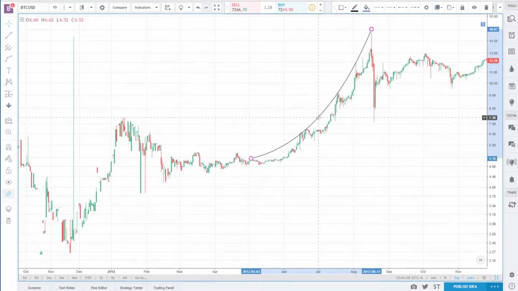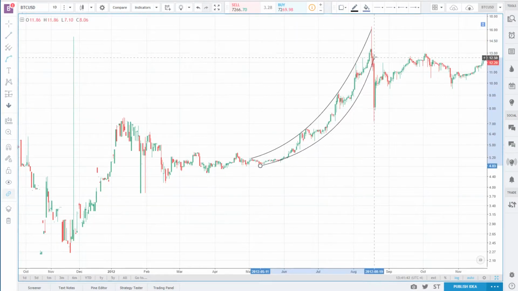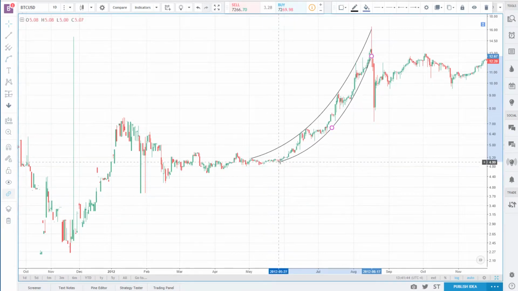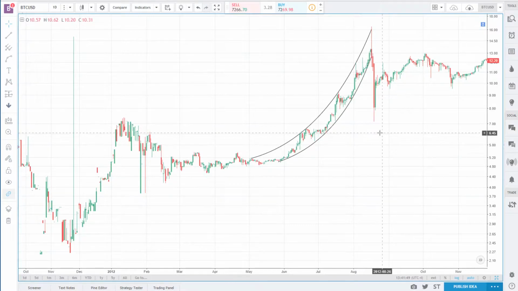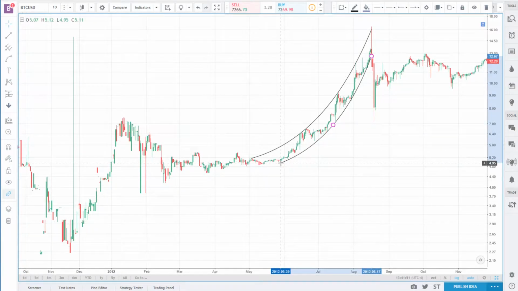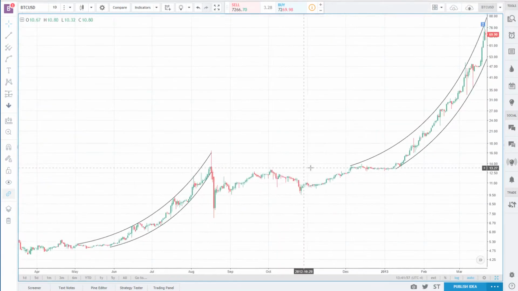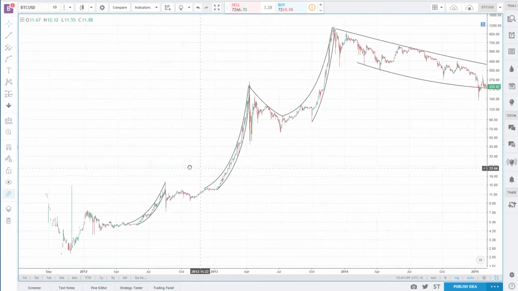Something like that. Let's go here. You know, these are rough fits, but they're parabolic nonetheless. So it's important to keep in mind that not only is this parabolic, it's parabolic on a log scale. So let's go ahead and zoom out here.